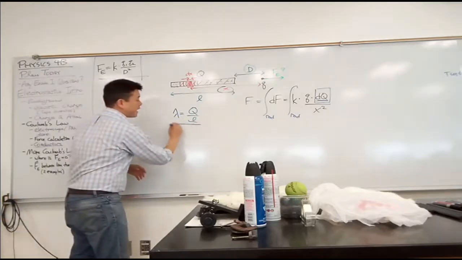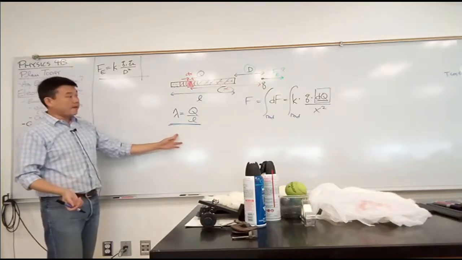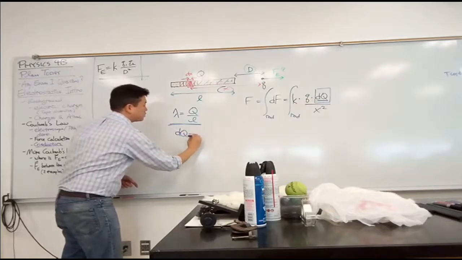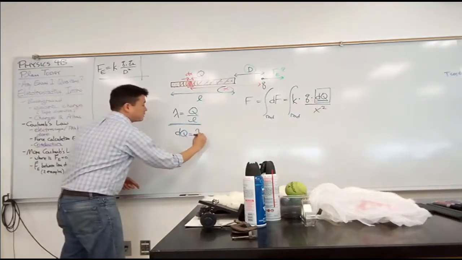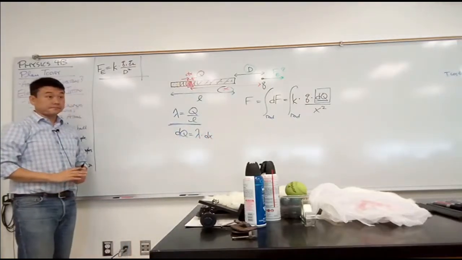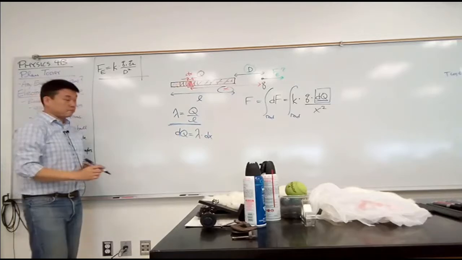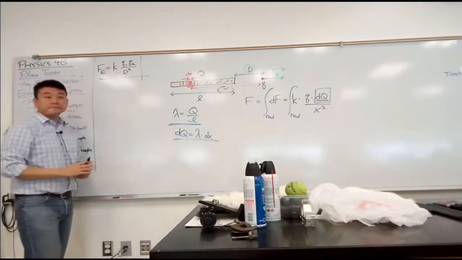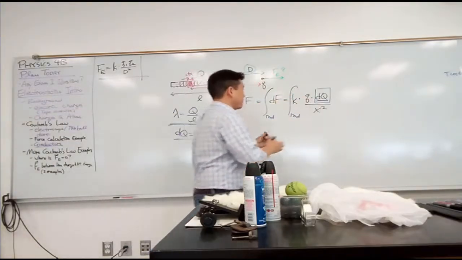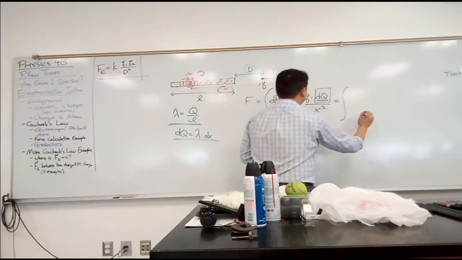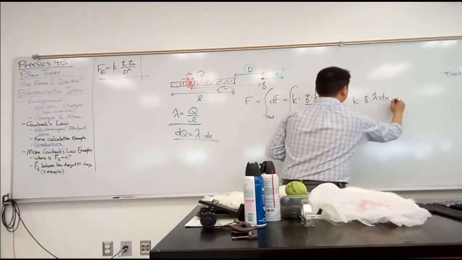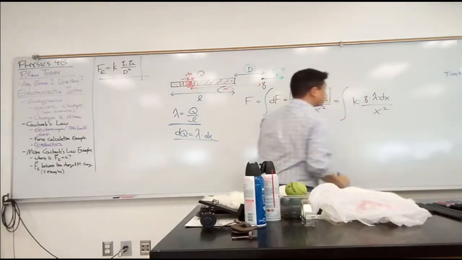With the introduction of this idea of some kind of density, what I can say is that this small amount of charge dq is equal to the density times the small length that we are dealing with there. Does this expression make sense to everyone? So I'm going to substitute this in, and then it looks like this. I'm integrating over the rod, k times q times lambda times dx over x squared.